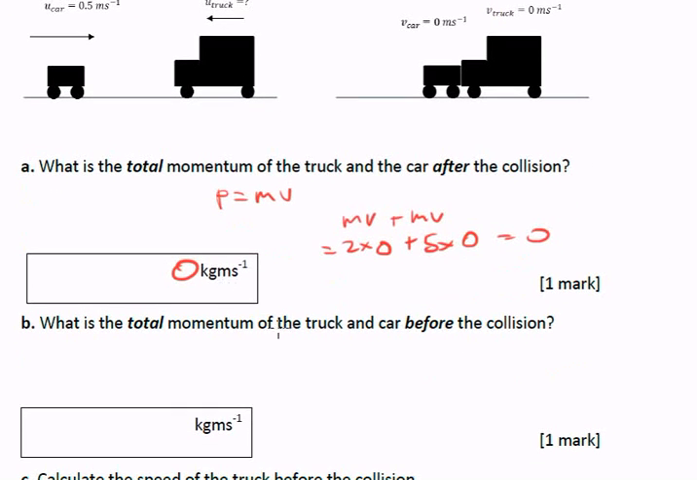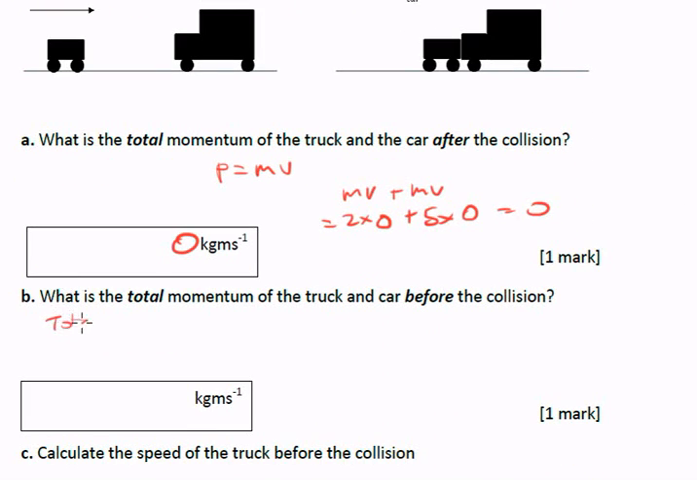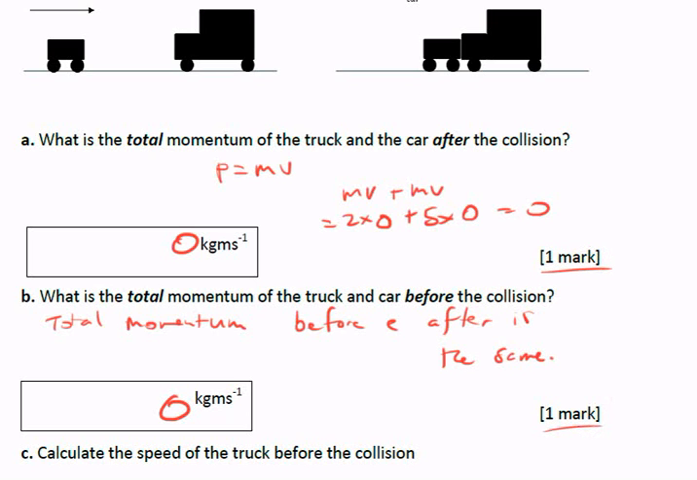What's the total momentum of the truck and the car before the collision? We can't work it out because we don't have the initial speed of the truck. But what we do know is that the total momentum before and after is the same. So after it was 0, so before it also must be 0. And I'll give you a clue there, 1 mark. Usually they're pretty easy questions when they're 1 mark.